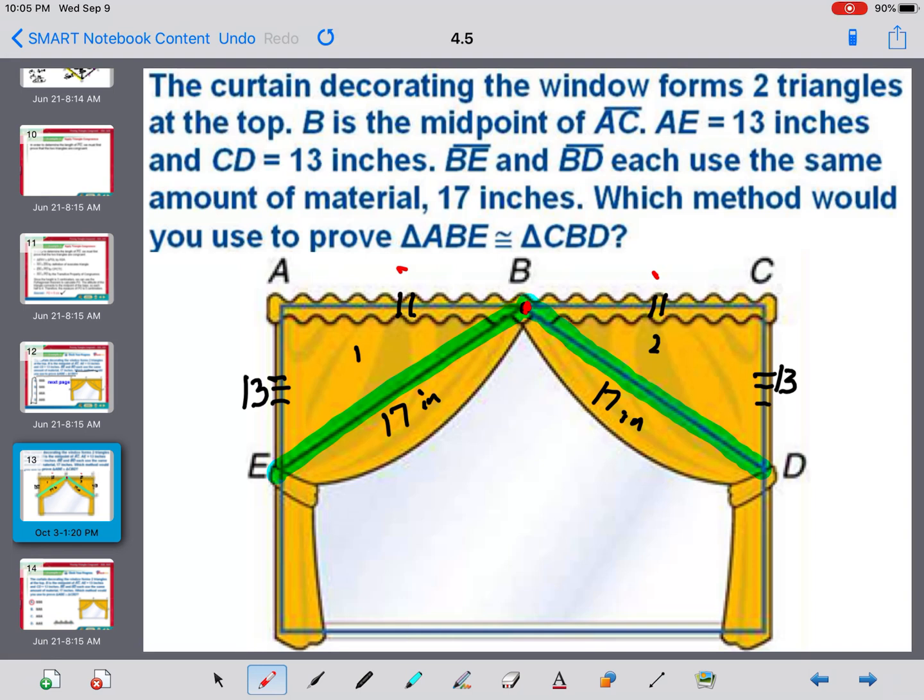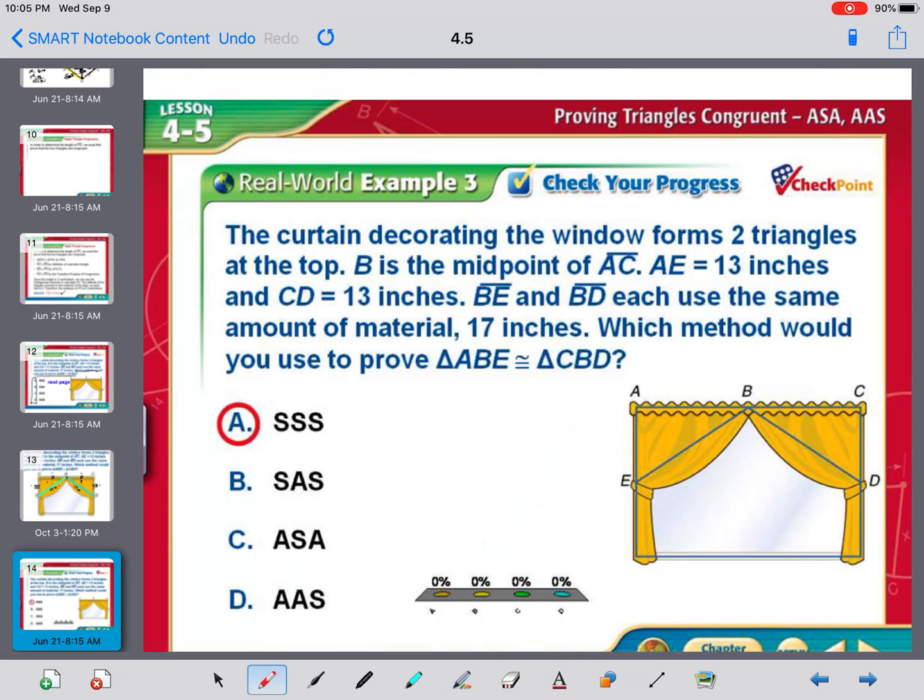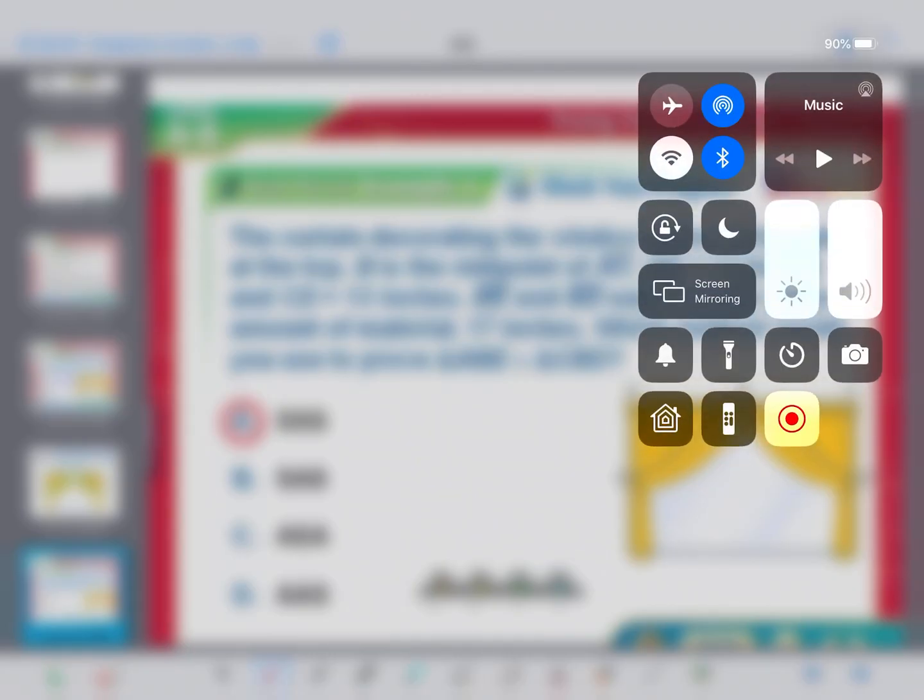It looks to me like it's side, side, side. Because you've got, let me use a different color here, these two sides that they told us were congruent because they said B is a midpoint. So that led us to that. We've got these two sides, which they told us are both 13. And we got these two sides, which they said both use 17 inches of material. So it looks like corresponding sides in all three cases, side, side, side. So that answer is A.